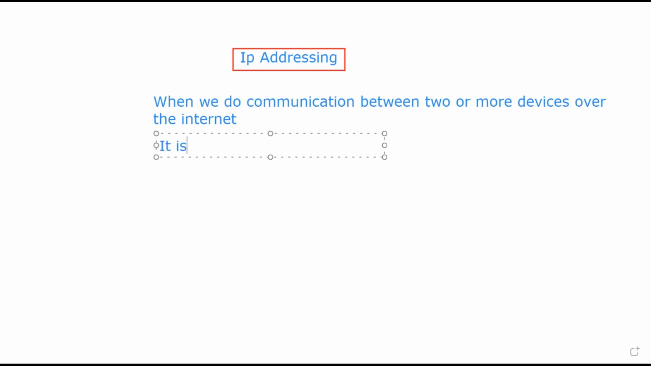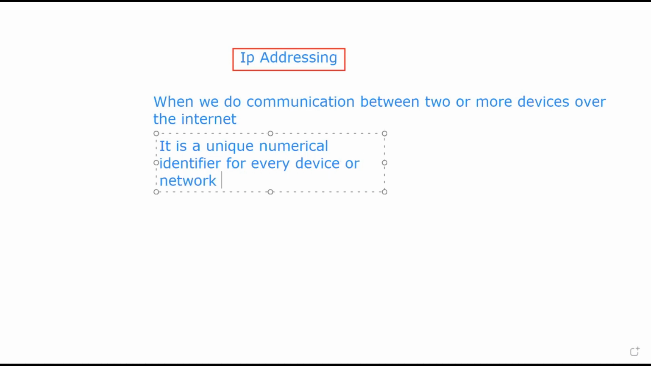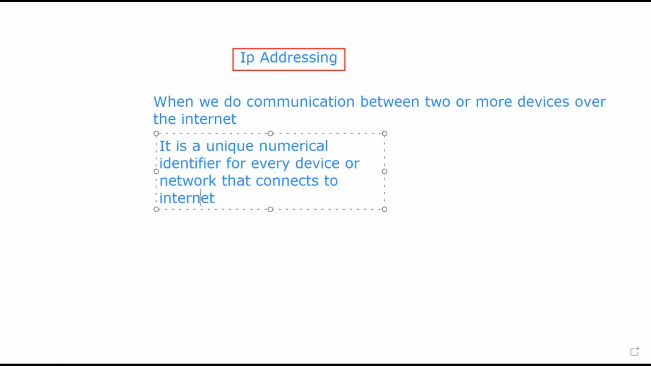I can also share another definition of IP address: over the internet, an IP address is a unique numerical identifier for every device or network that connects to the internet.